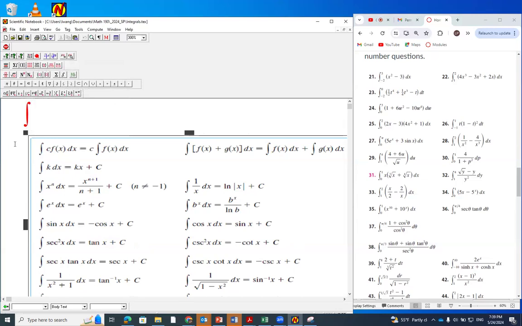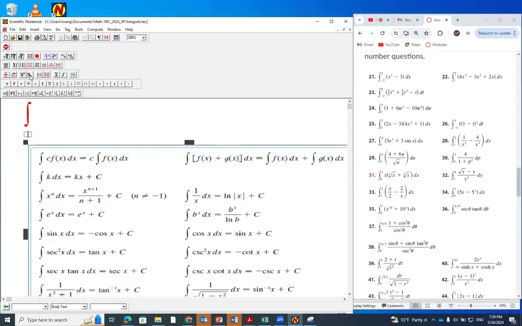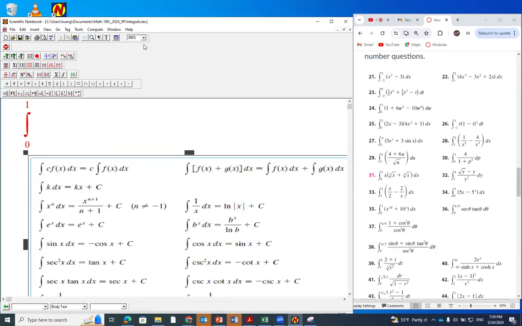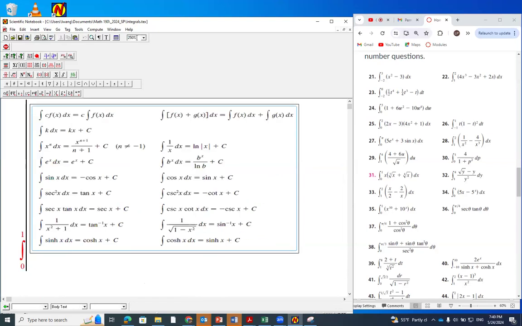Integral from 0 to 1. Okay, from 0 to 1. Whoops. 0 to 1. Here, 0 to 1, okay. This font's a little bit too big. Let me make it smaller. There we go.